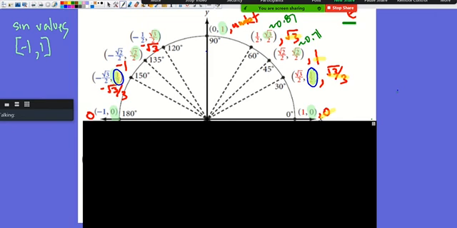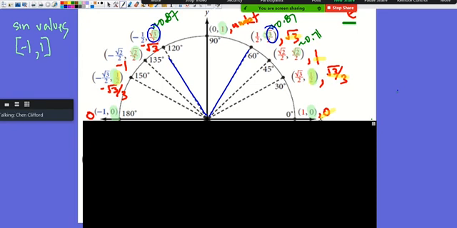Okay. Let's look right here. What angles, excuse me, what angles have a sine value of roughly 0.87? Okay. The answer is 60 and 120. Okay.